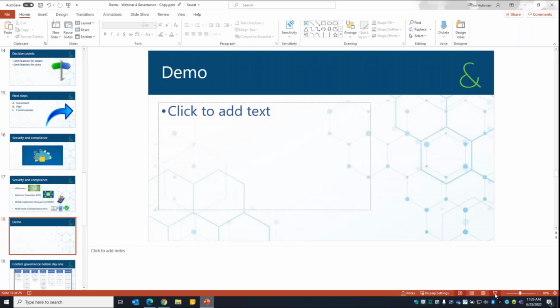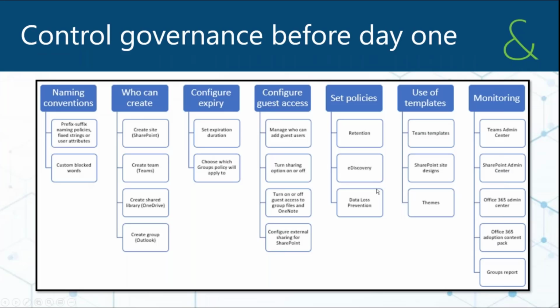I'm going to jump back in here and kind of talk about the big picture. So these are all the things that you need to think about before you roll Teams out. We talked about the naming convention with prefix and suffix. You could even have custom words that are blocked, so if there are things you don't want sites called. Controlling who has the ability to create the Teams sites. You have to have the ability to create a SharePoint site, an Office 365 group. So you have to have all that configured properly.